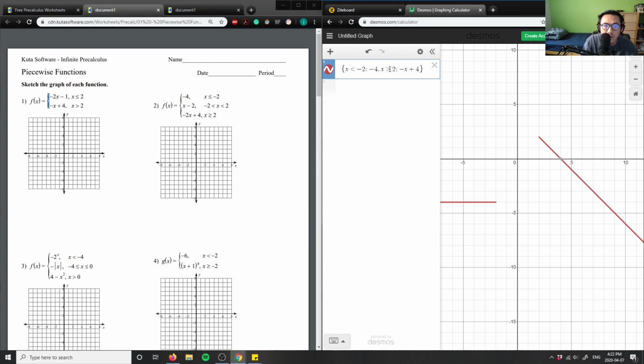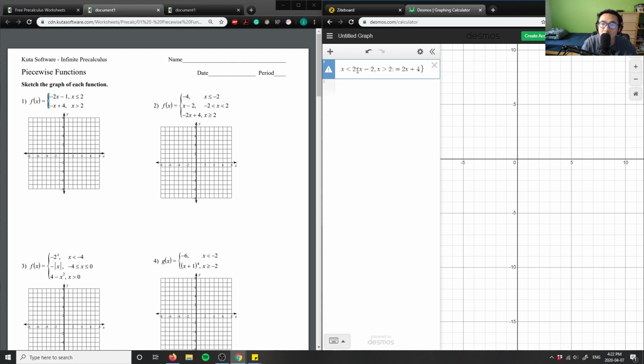So that's negative 4 here. I want this to be negative 2, so x is between negative 2 and 2. So my function would be not this, but x minus 2. Sweet. And then I would do a comma, and then if x is greater than 2, then it's negative 2x plus 4. Is that correct? Is that how I do it?